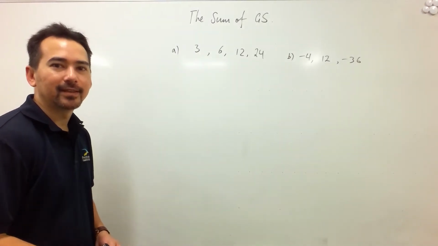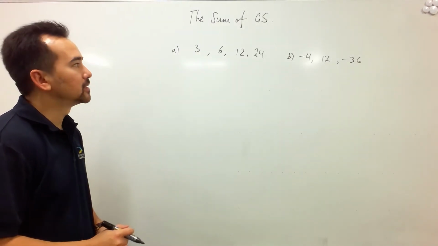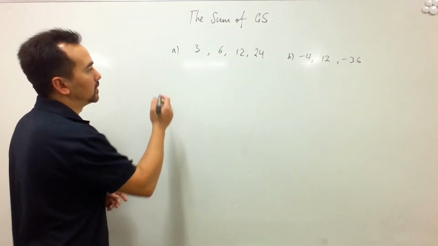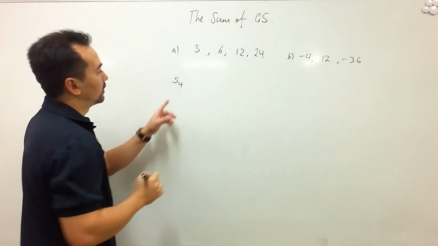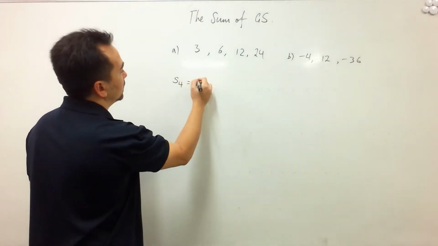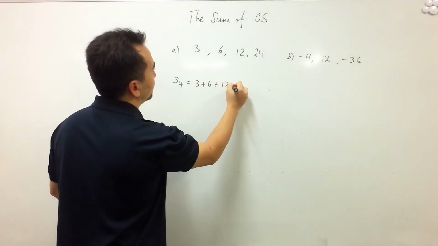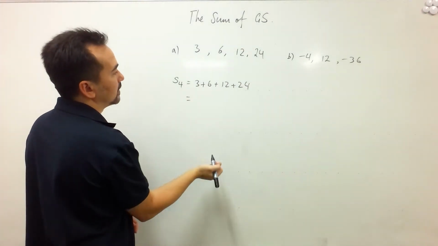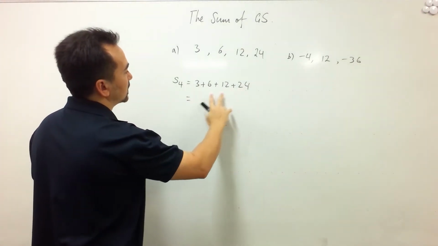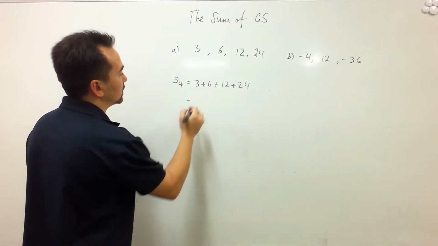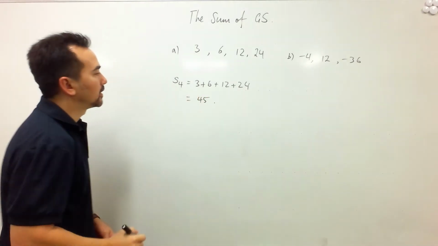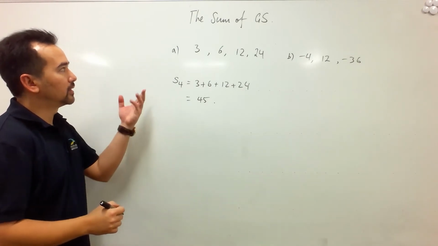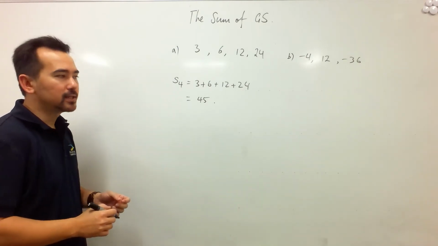Okay, let's have a look at the sum of geometric sequences. So if I had 4 terms, 3, 6, 12, 24, and I wanted to calculate the sum of 4 terms, I would do 3 plus 6 plus 12 plus 24, and adding them all up together, I get 36 plus 9, which is 45.